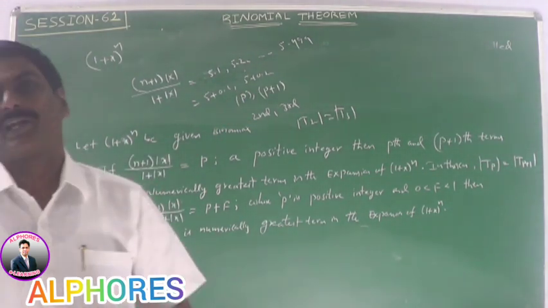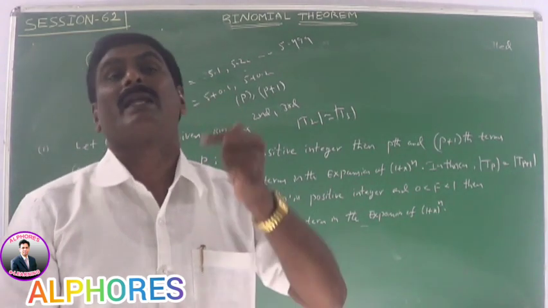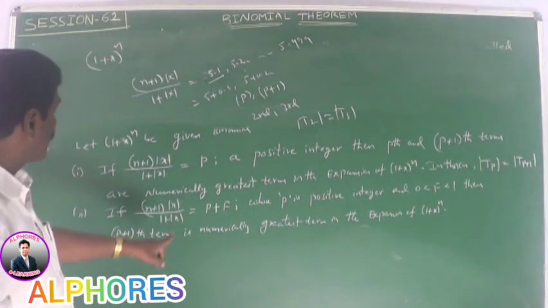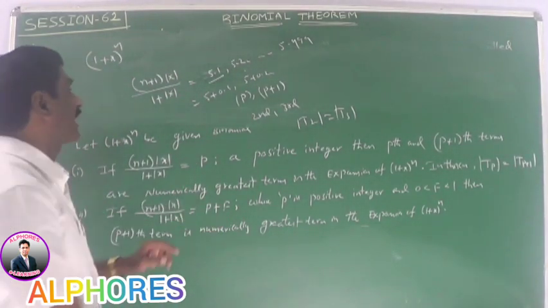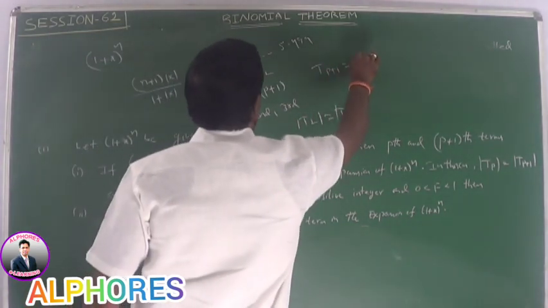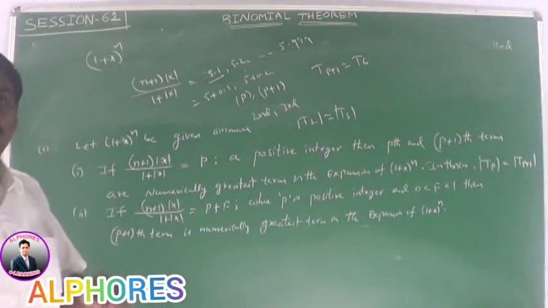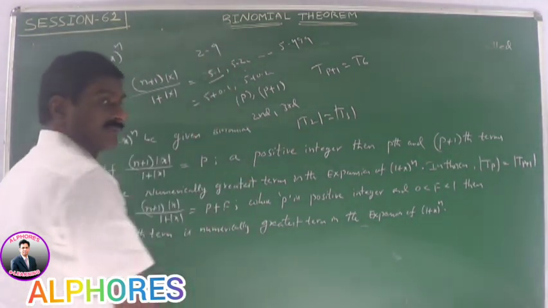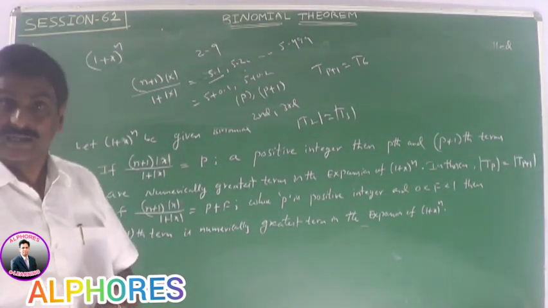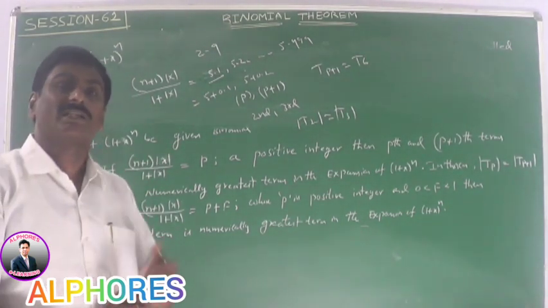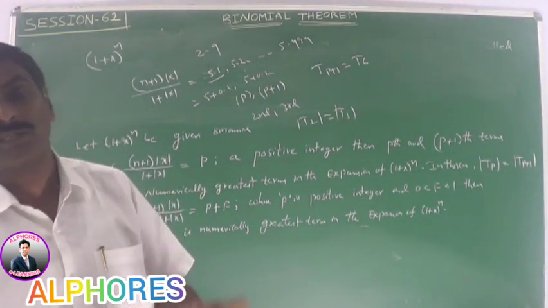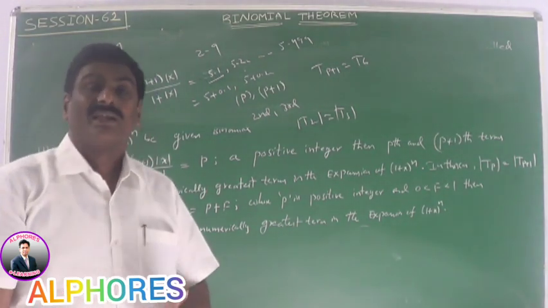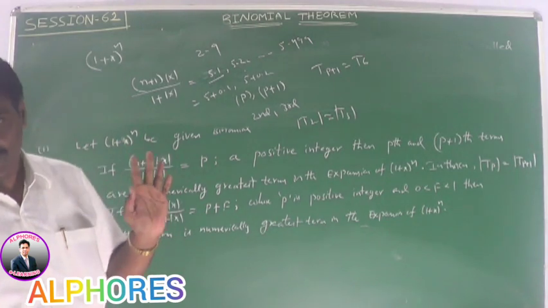If (n + 1)|x| / (1 + |x|) is in p + f form, then we get only one numerically greatest term, and that term is the (p + 1)th term. In this case, 5.1 is in the form of p + f, 5 + 0.1. So the numerically greatest term is T(p+1), that means the 6th term. Suppose this value is 2.9, it is 2 + 0.9, so p is 2 and the numerically greatest term is T3. By using these two formulas, we find the numerically greatest term in the given standard binomial expansion.